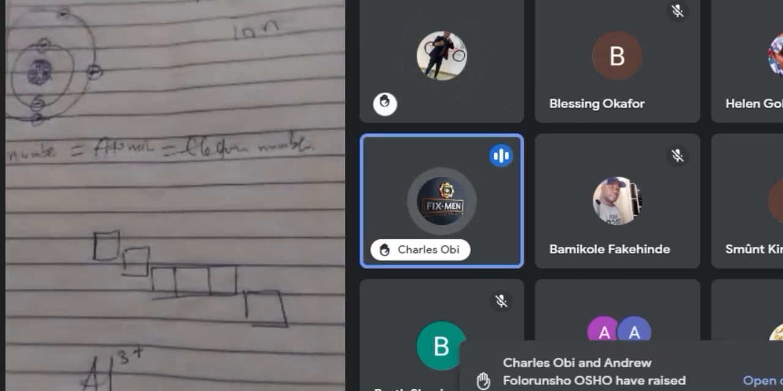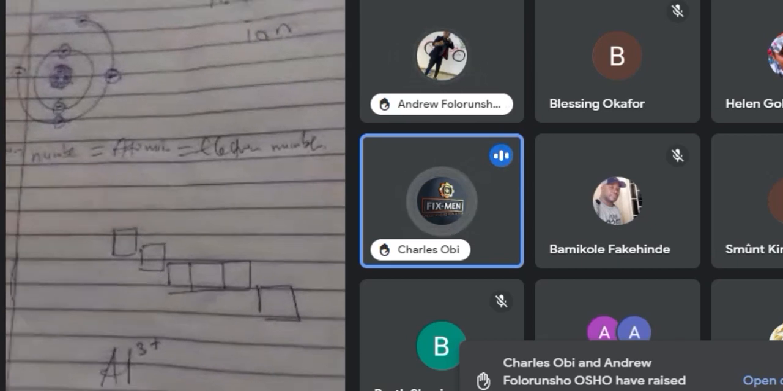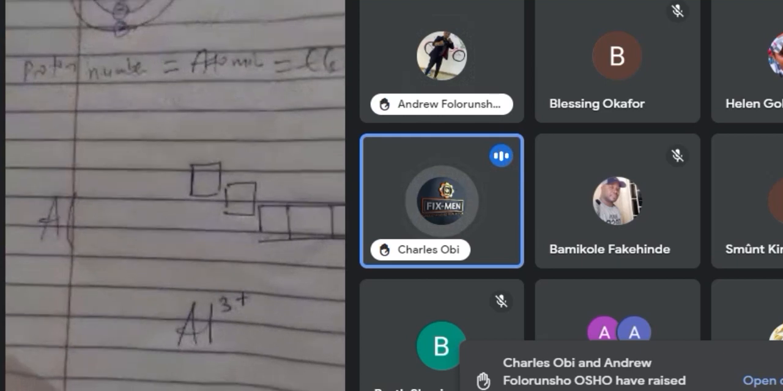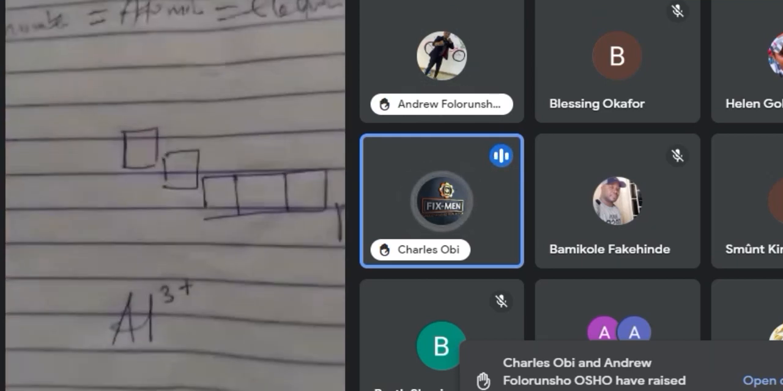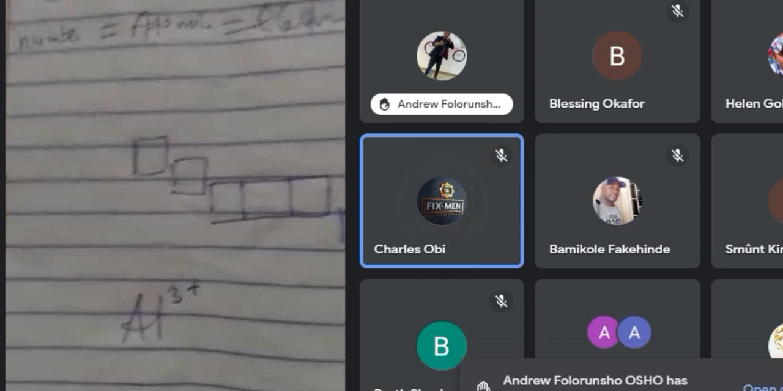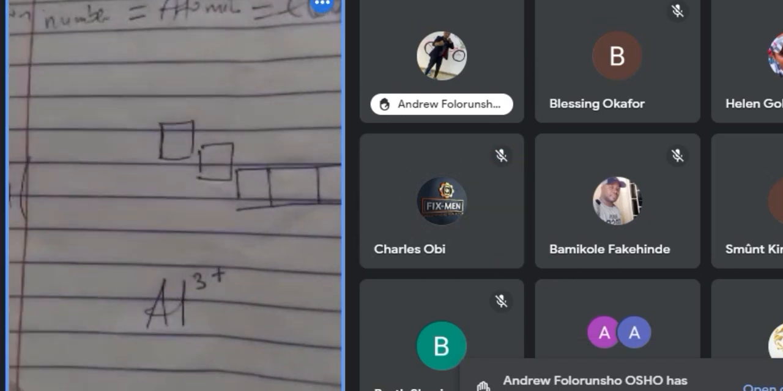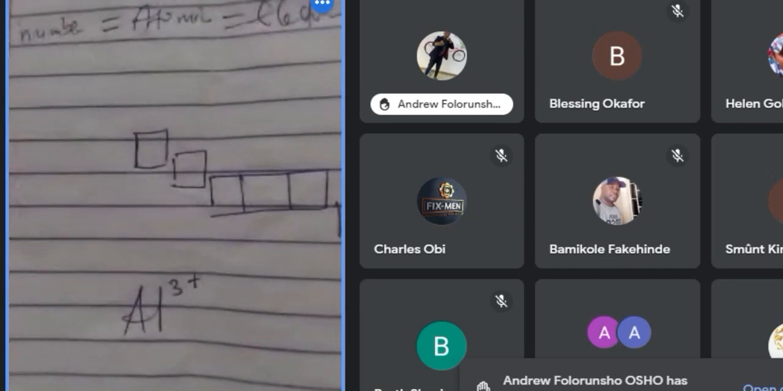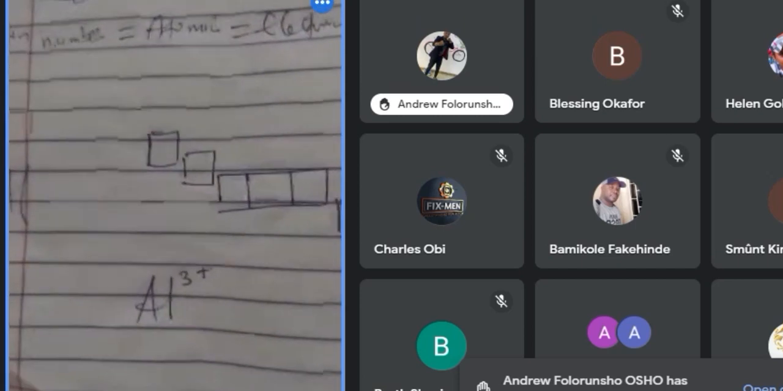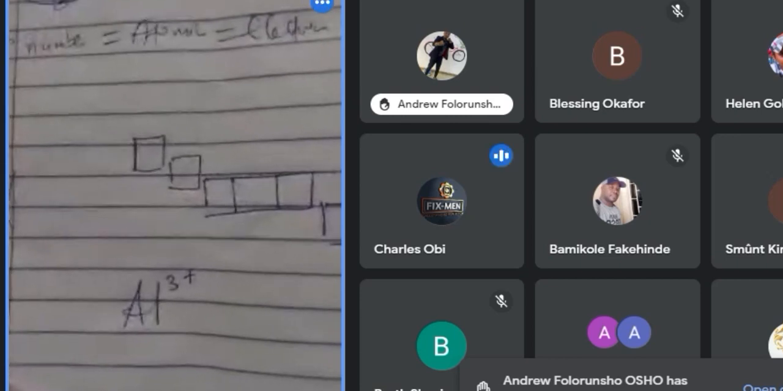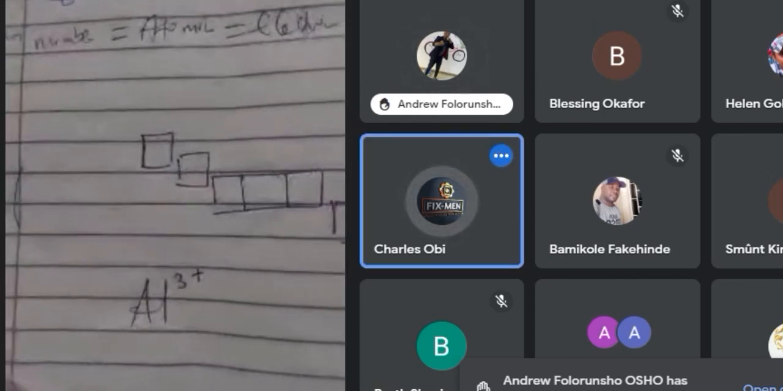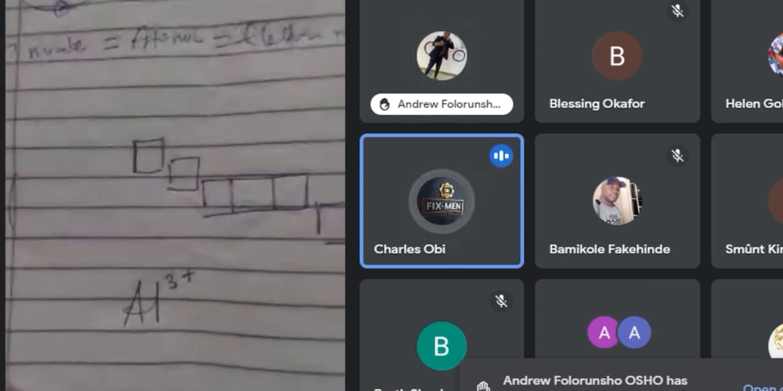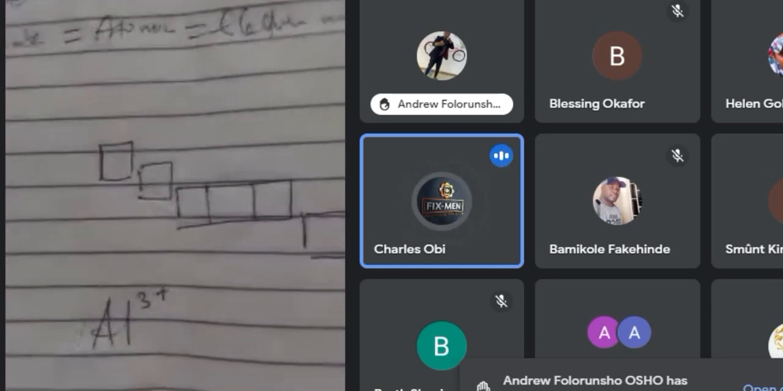So I want to ask, you just made an example concerning aluminium, that after aluminium goes through a reaction, it becomes aluminium 3 plus, which means it loses 3 electrons. Am I right? Exactly, you're right. Is it in every reaction that aluminium behaves like this, where it loses 3 electrons, or does it depend on what it is being reacted with?